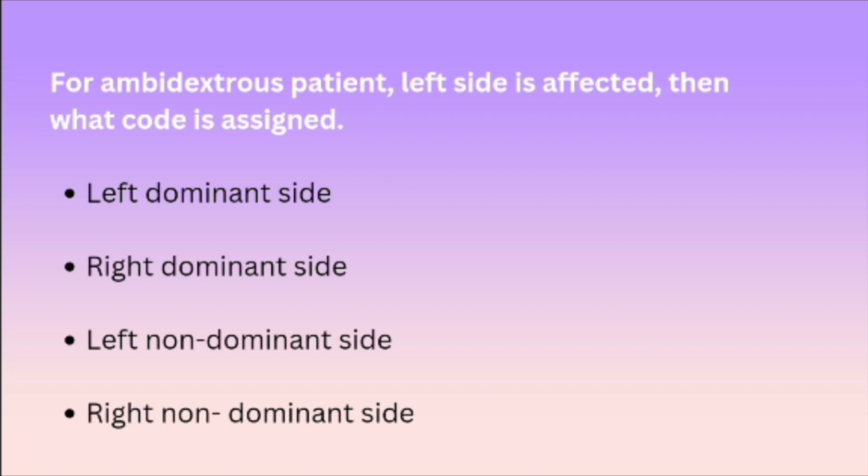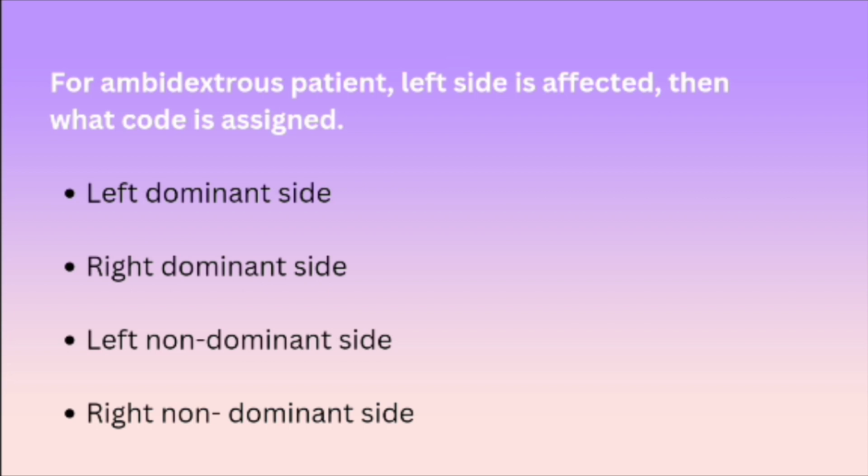Generally, most of the people are right dominant side. They use the right hand for writing and using tools or for daily activities also. Some people are left-handed. But an ambidextrous patient can use the right hand and left hand equally, right side of the body and left side of the body equally. So that's why they are called ambidextrous patients.